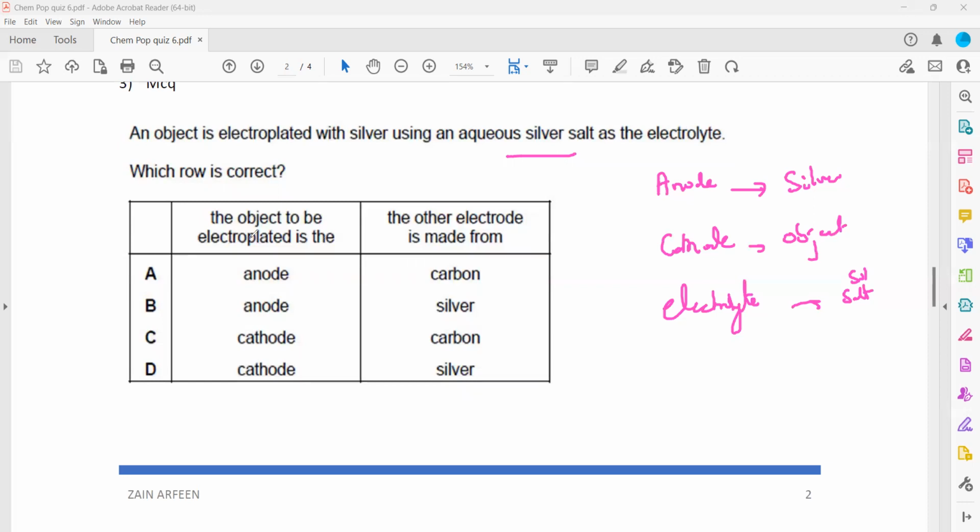The object which we want to electroplate should be connected to the cathode. And the other electrode is made from what? Because we want a silver layer, the other should be made of silver. So cathode and silver, that's why option D is the right answer.